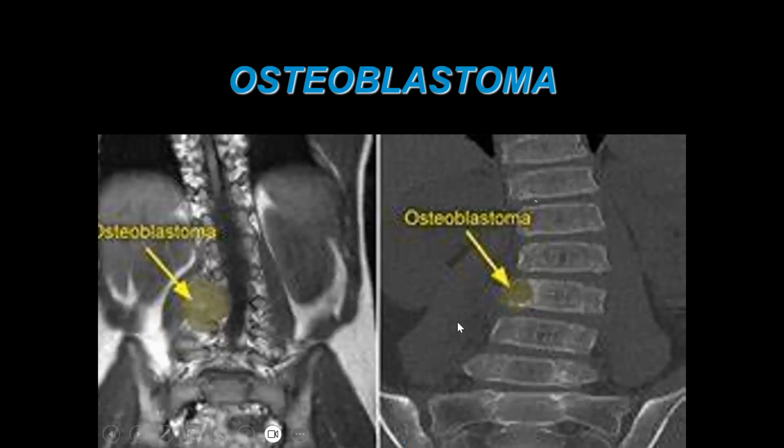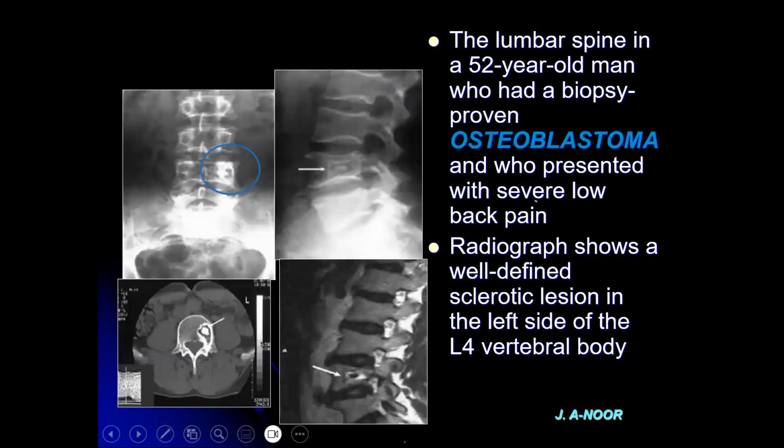Now I'm showing you several cases of osteoblastoma. They are quite common. About 40% involve the spine. This is the lumbar spine in a 52-year-old man who had a biopsy-proven osteoblastoma and who presented with severe low back pain. The radiograph shows a well-defined lesion in the left side of the L4 vertebral body.